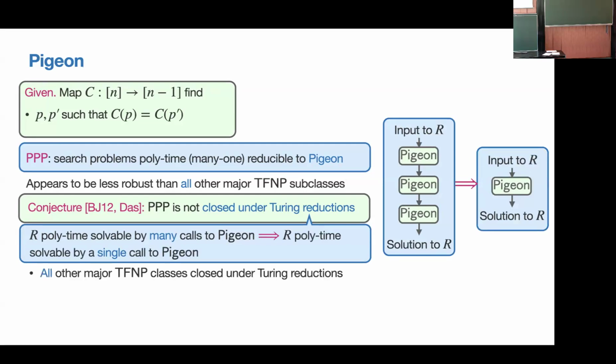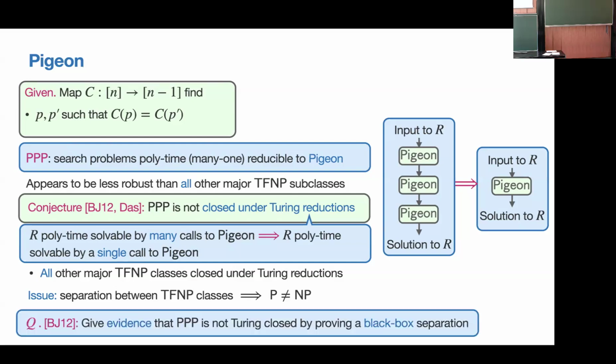Every other major TFNP class is closed under Turing reductions. It's not too difficult to see. So the question is, can we show that PPP isn't as well behaved as these other classes? There's one obvious issue, which Robert mentioned, which is that a separation between any TFNP classes would imply P is different from NP. In particular, separating PPP from its Turing closure in the standard white box model would imply this separation, so we can't really hope to do that at the moment.